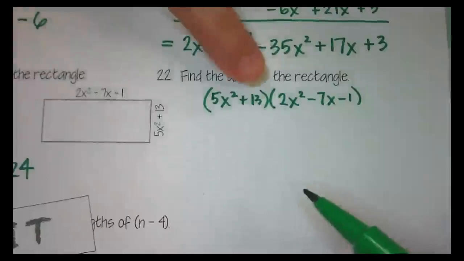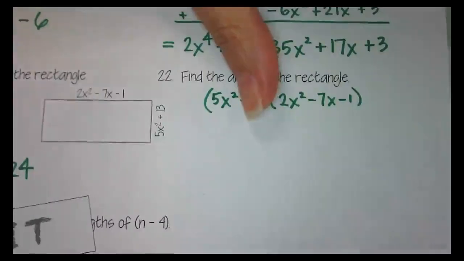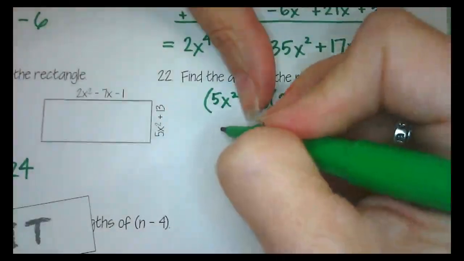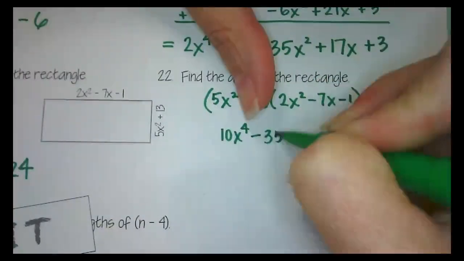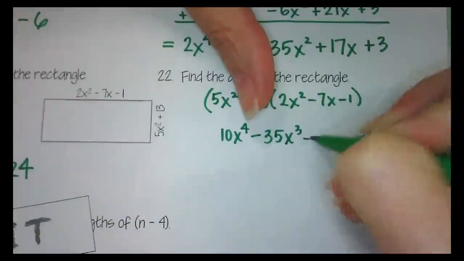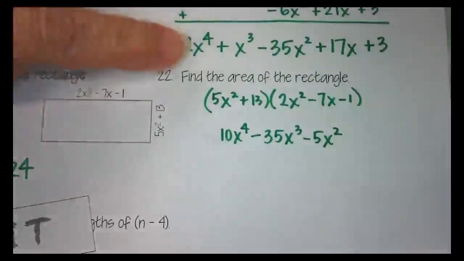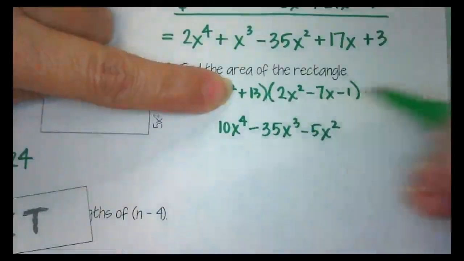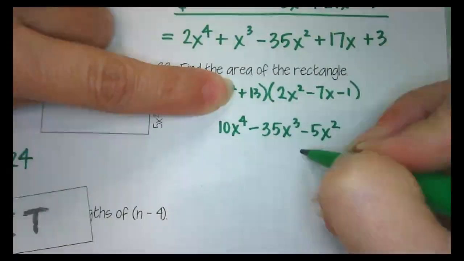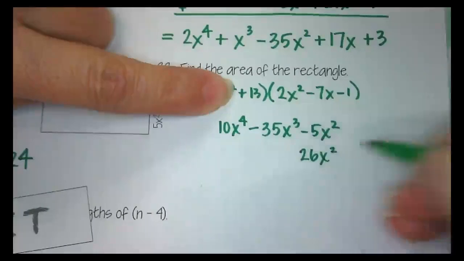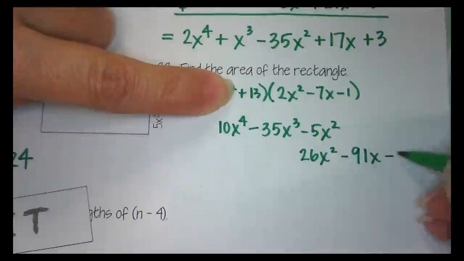All right, so first up, I need to distribute the 5x squared. So 5x squared to all of this. So that looks like 10x to the 4th minus 35x to the 3rd minus 5x squared. All right, now we need to distribute the 13 to all of these. So that looks like it's going to be 26x squared, so that's going to go right there, minus 91x minus 13.